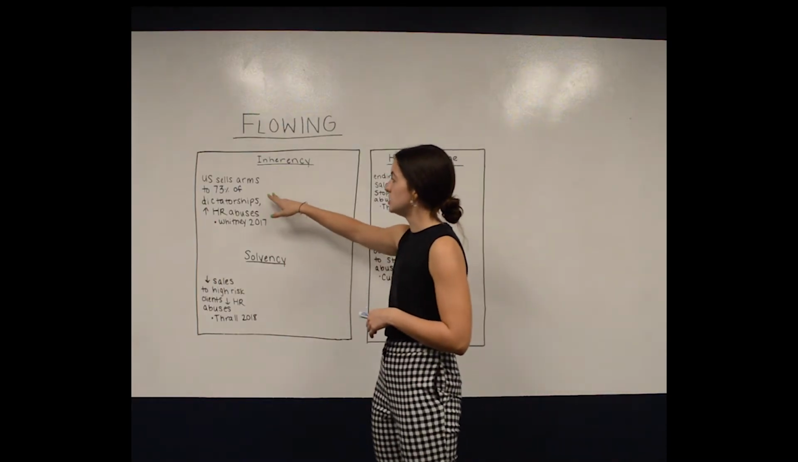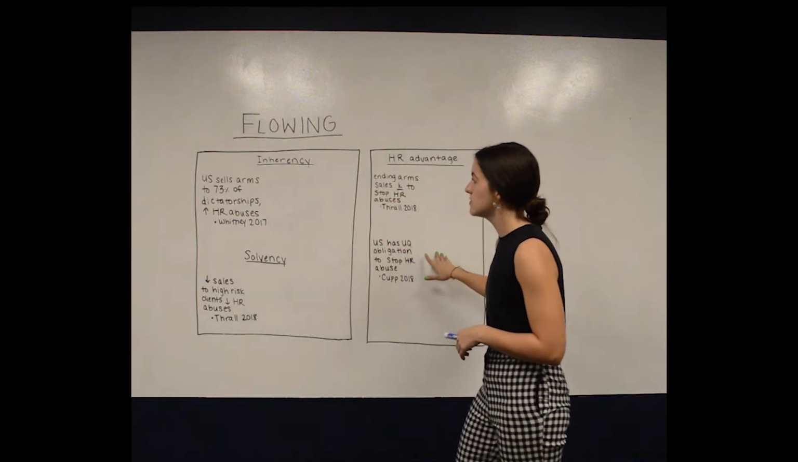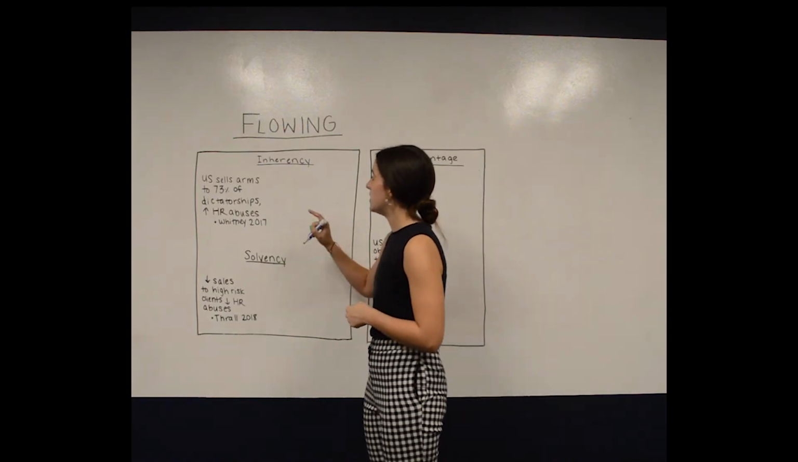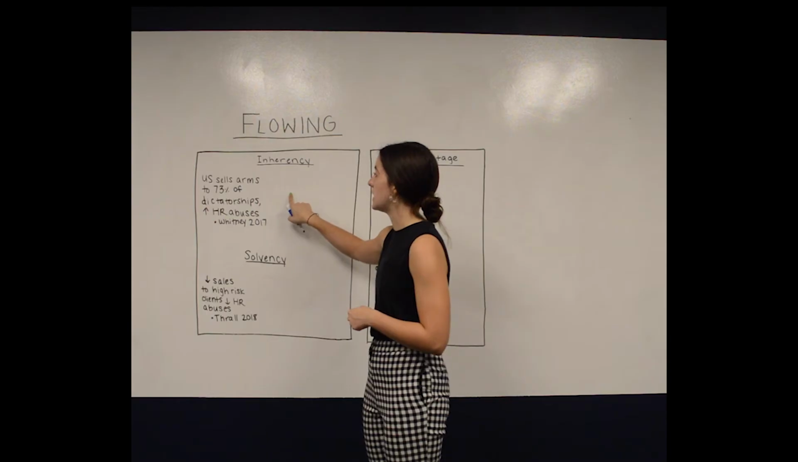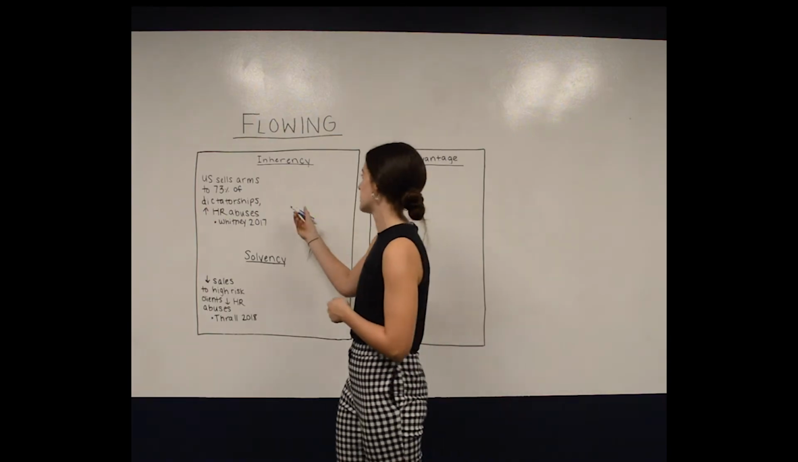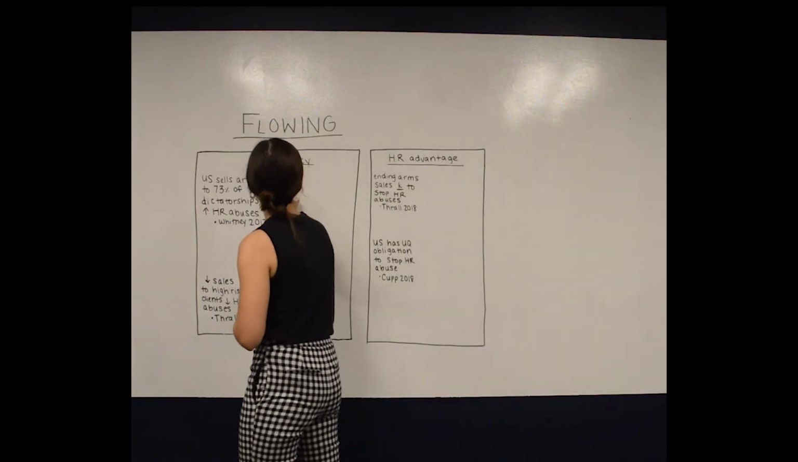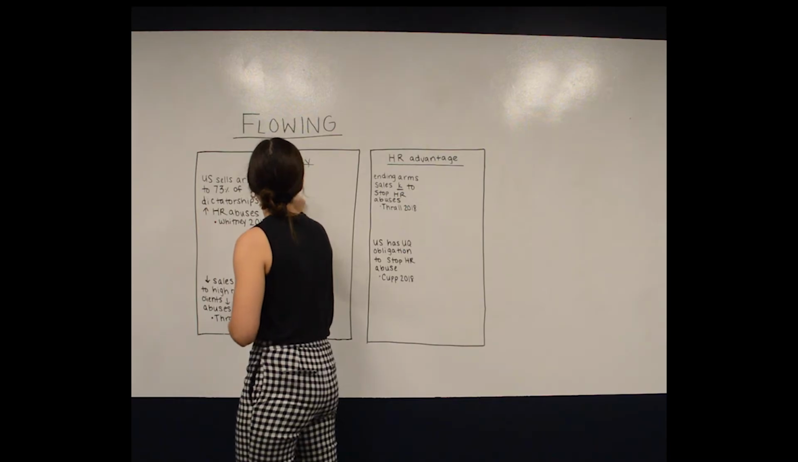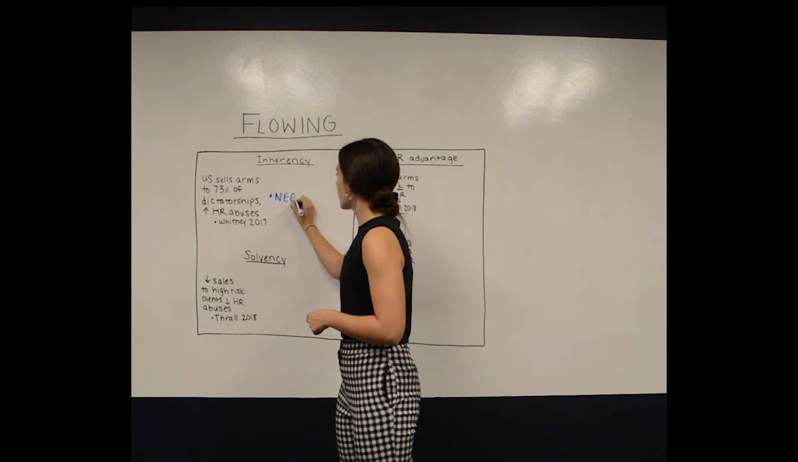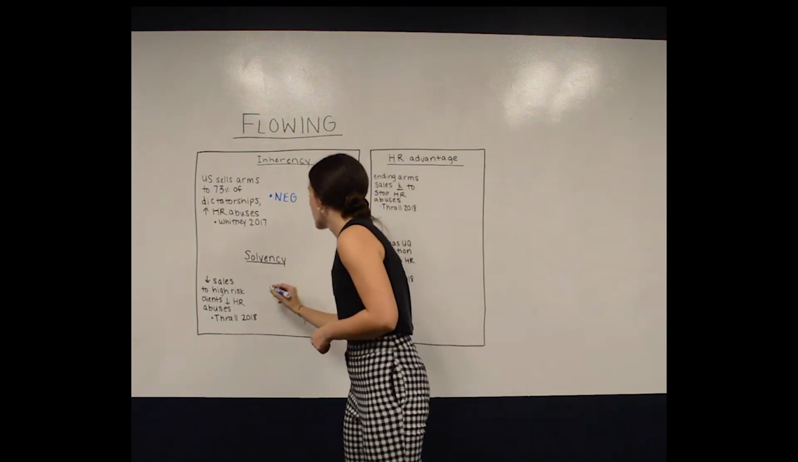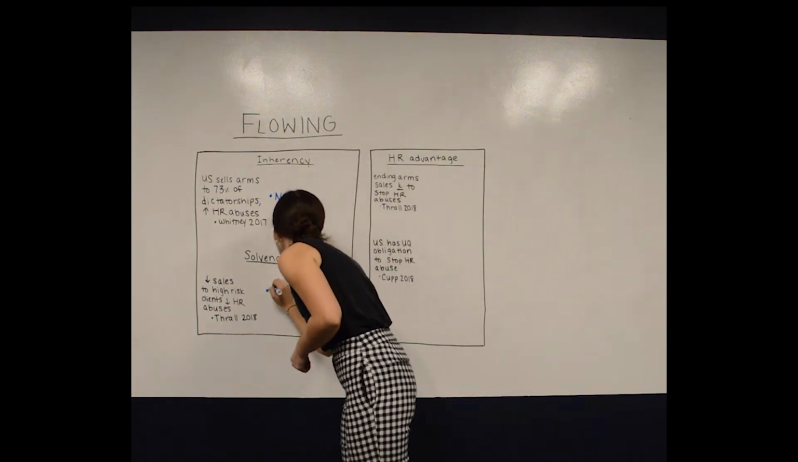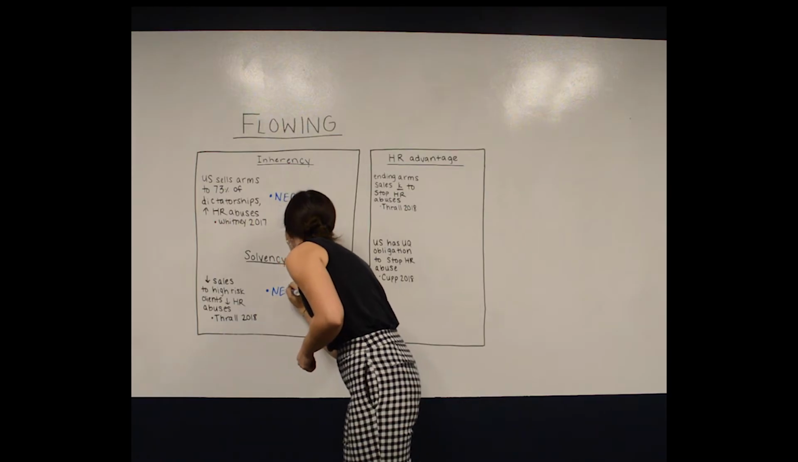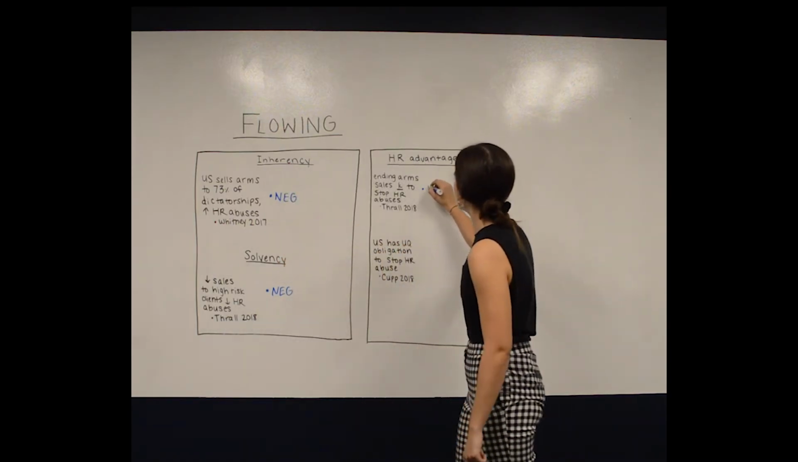So for this example, I used black to represent the affirmative, and then any arguments that the negative team makes against this card, I would write it here, and I'm going to use blue to represent the negative. So we'll just write neg there. And so you'll do that throughout the entire thing. If the negative team makes an argument here, and here, and here.